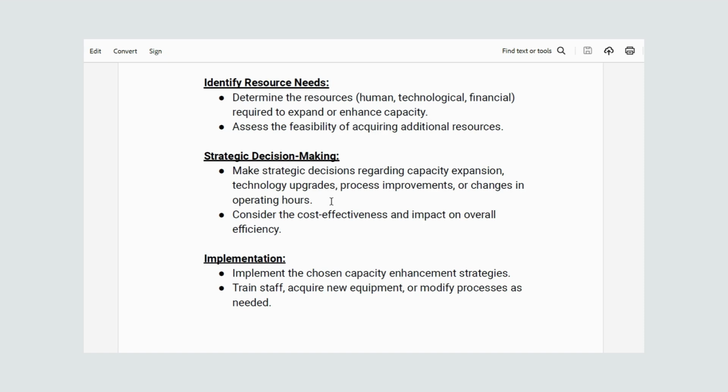Okay, and then comes strategic decision making. Strategic decisions regarding the capacity expansion, technology upgrades, process improvement and so on are included in this stage. It considers the cost effectiveness and impact on overall efficiency.